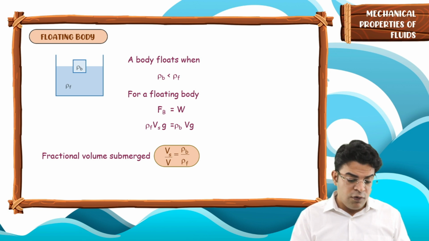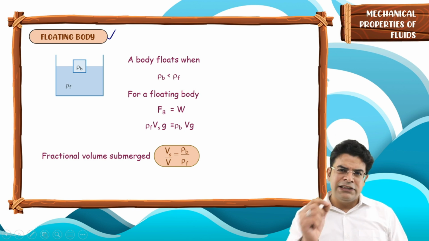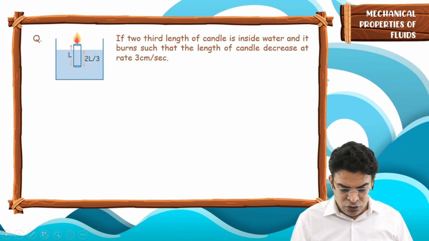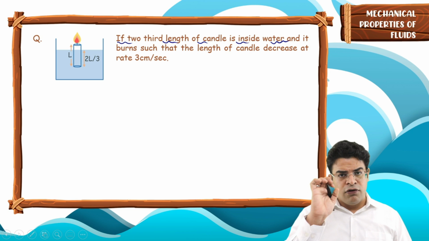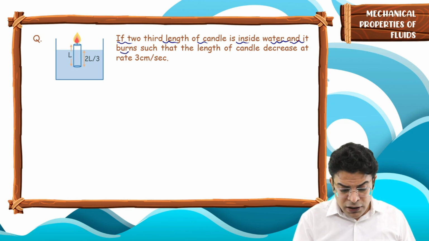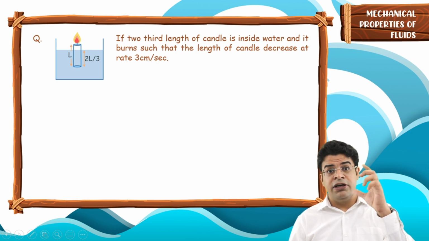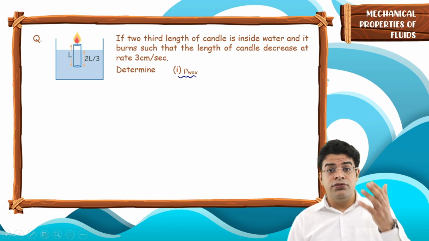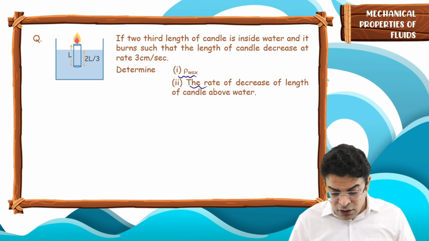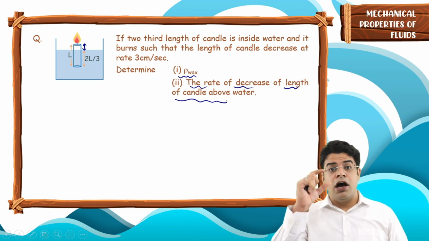You can use this for floating bodies because in the case of floating bodies, only some part of the volume is submerged. So let's see a very nice question based on this. The question goes like this: if 2/3 of the length of a candle is inside water, and it burns such that the length of the candle decreases at a rate of 3 centimeter per second, so the length of the candle decreases by 3 centimeter every second, determine first the density of the wax used to make this candle, and second the rate of decrease of the length of the candle above the water.